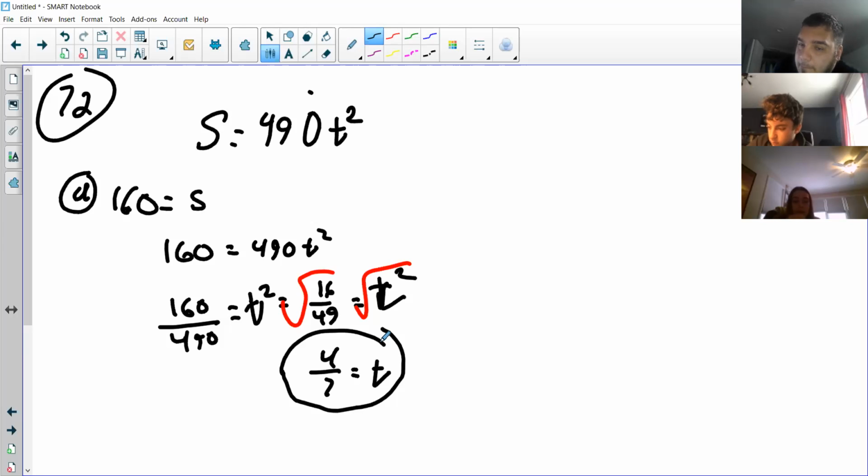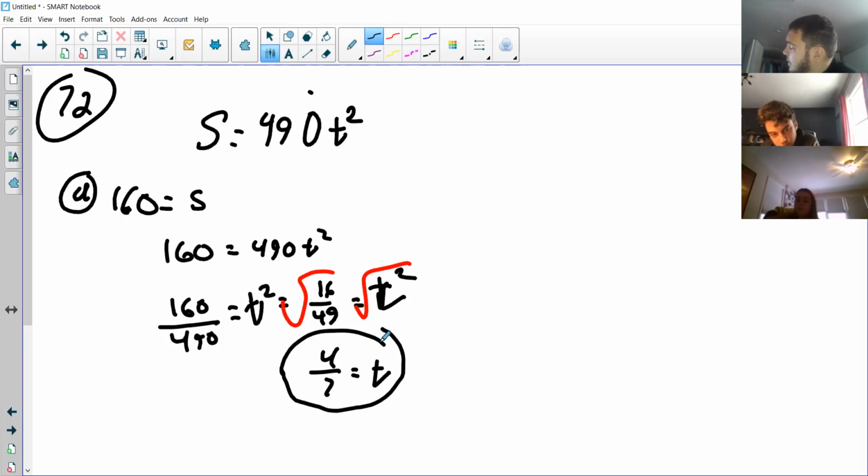Where did you get 160? From the question, it says, how long does it take for the first 160? So that's what it is. Okay. So it takes 4 out of 7 seconds, or 4/7 of a second to get to 160 centimeters.